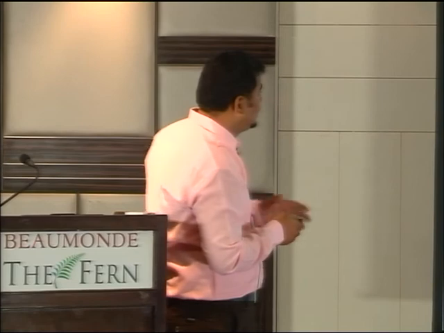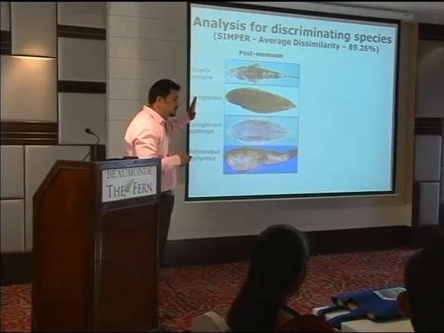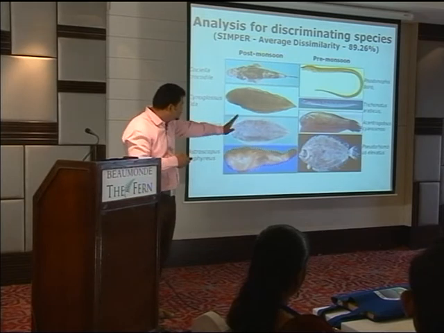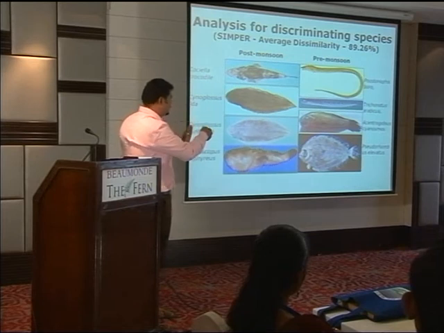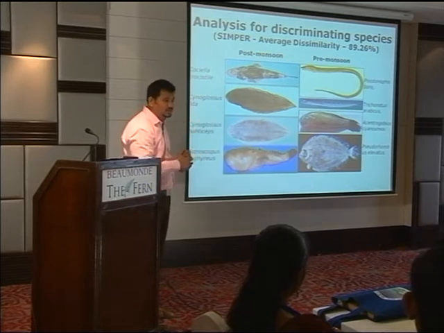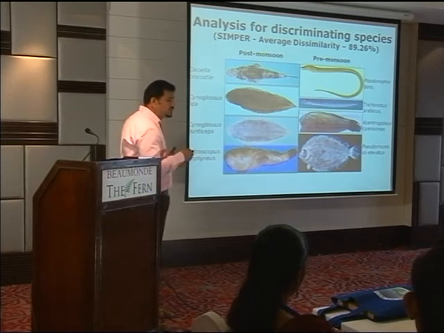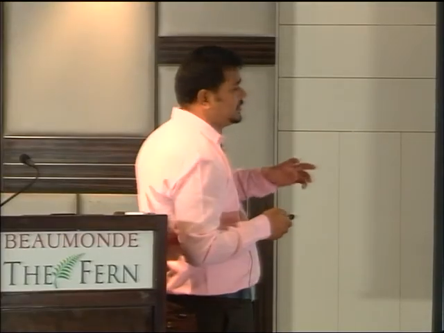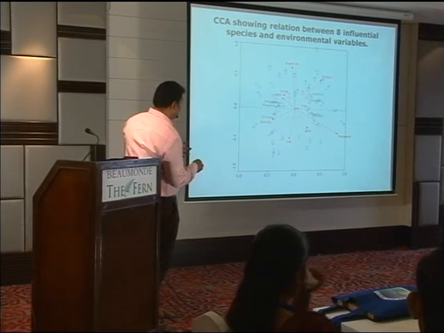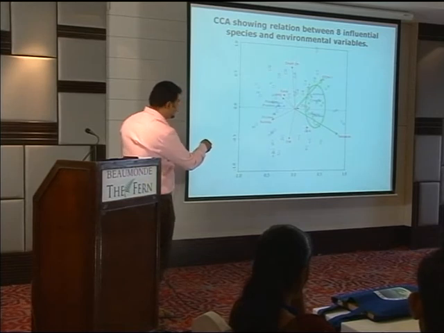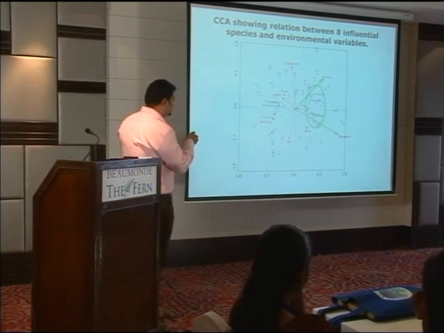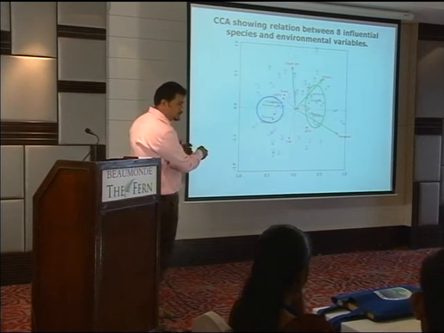Interesting results are that these 4 species characterize the post-monsoon period, whereas these 4 species characterize the pre-monsoon period. The average dissimilarity in abundance of these fishes is 89.26. Hence we wanted to know which factors are influencing the distribution of these fishes. Canonical correspondence analysis was done, which showed that the group dominating the post-monsoon was influenced by dissolved oxygen and temperature, whereas the community structure of the fishes during the pre-monsoon was influenced by depth.